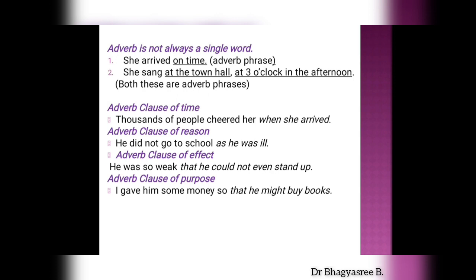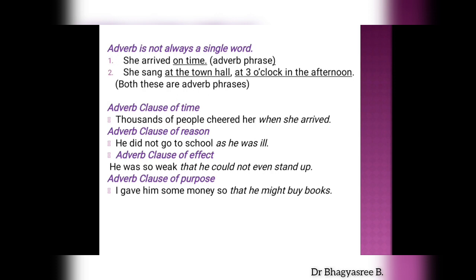In a clause, only the finite forms of the verb will be present, like the base form, S form or past form. Here also you can see a verb, that is arrived. So arrived is the verb here, and when she arrived, so that indicates time. That is why it is called the adverb clause of time.